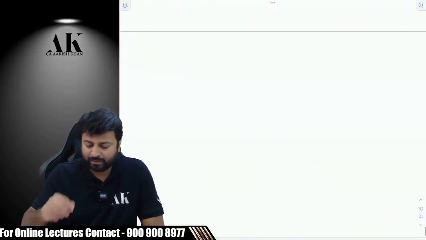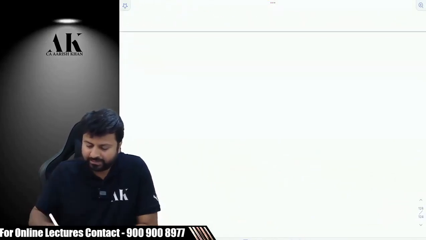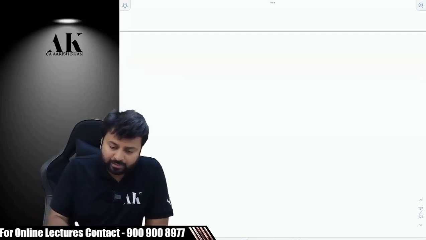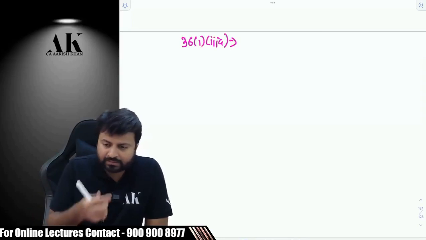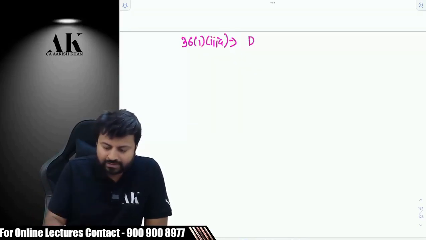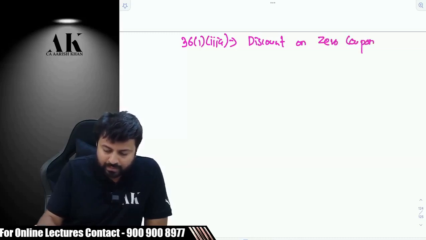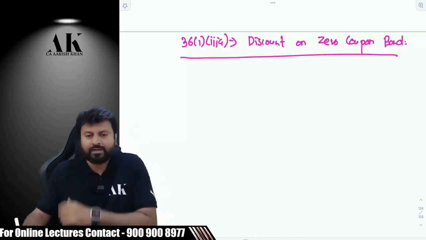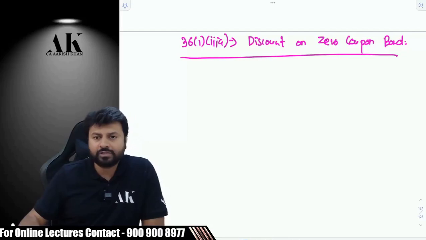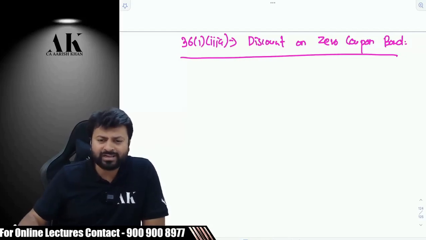Now, somewhat similar to interest, there is one more deduction by the name of zero coupon bond. Pay attention on the board, please. Immediately after section 36(1)(iii), there is section 36(1)(iiia), which talks about discount on zero coupon bond. Now, what is a zero coupon bond? A zero coupon bond is a bond which is issued without any interest. You will not get any interest on that.